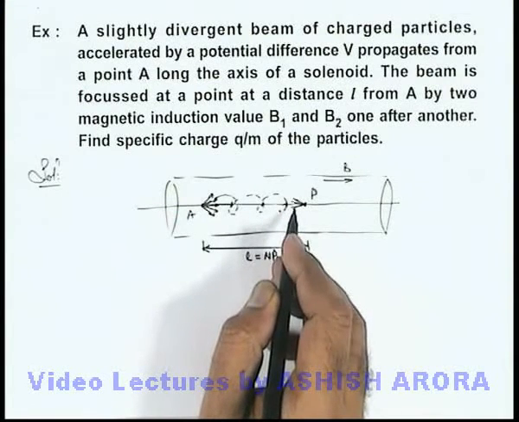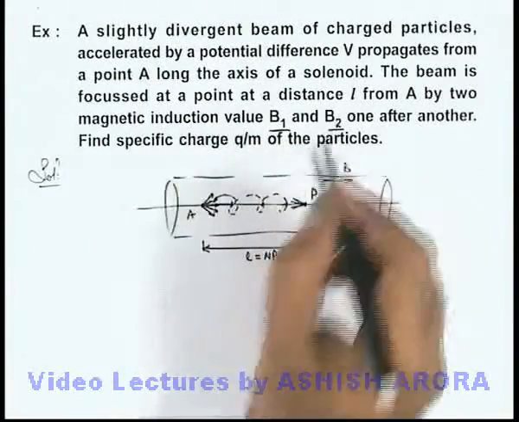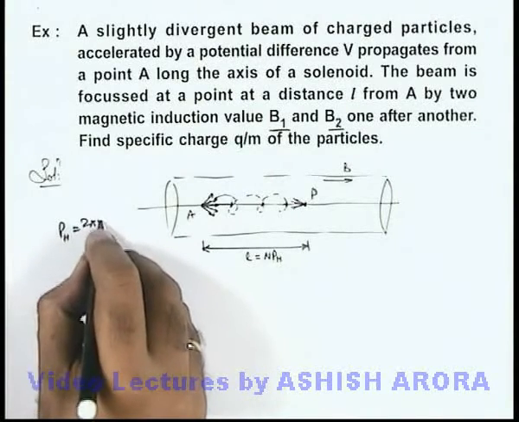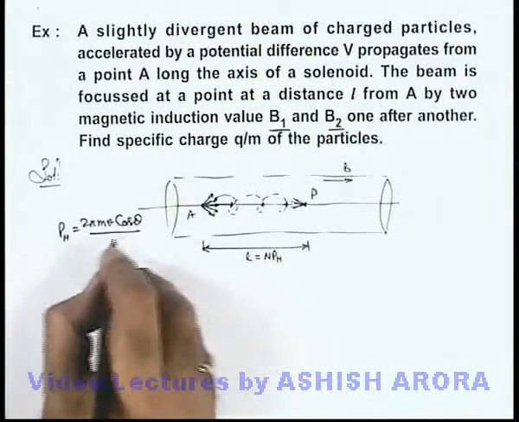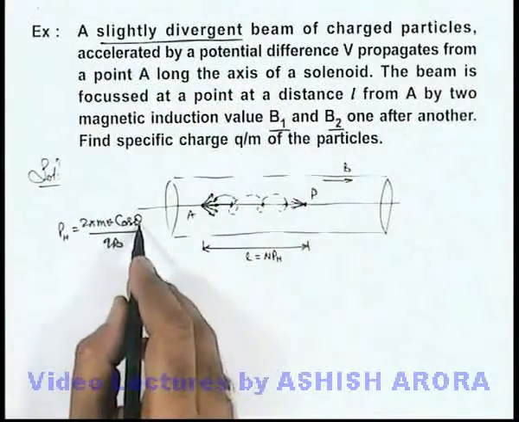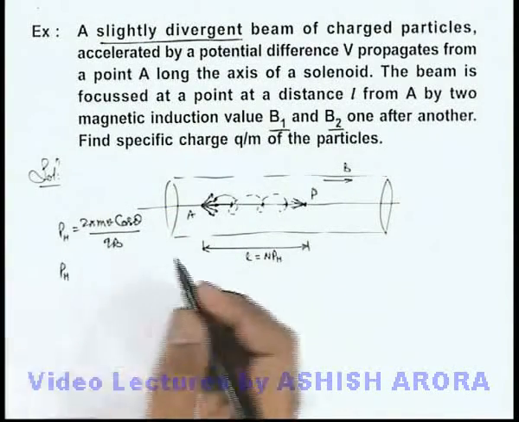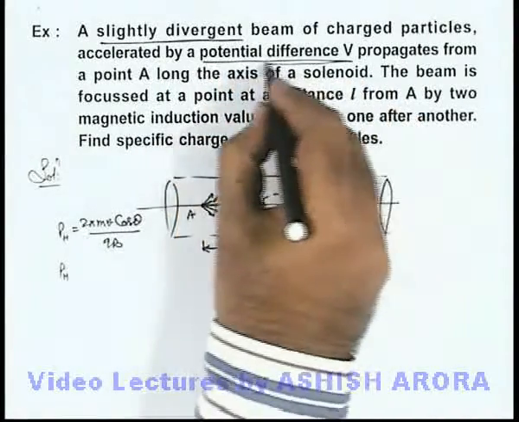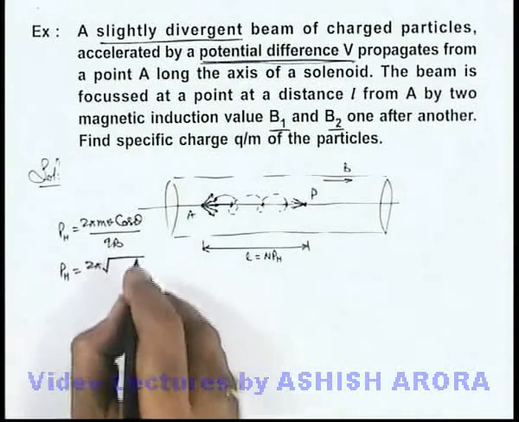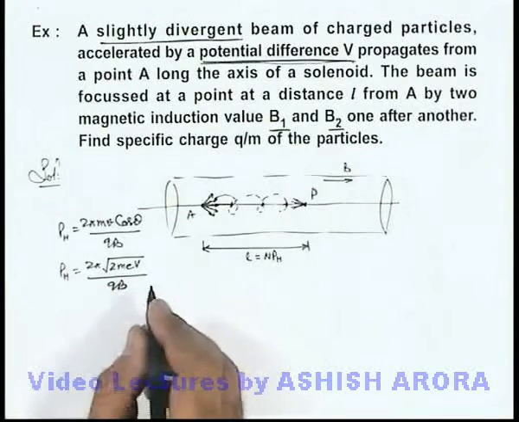Now here we are given that the focusing is done at two successive values of induction. These are B1 and B2. And we know the pitch of the helix is given by 2 pi m v cos theta by qB. And as we are given that the beam is slightly divergent, we can take cos theta as unity because the angle is very small. So the pitch of the helix in terms of the kinetic energy, because we are also given the potential difference, can be written with momentum mv as root of 2 m q V divided by qB, that is the pitch of the helix.